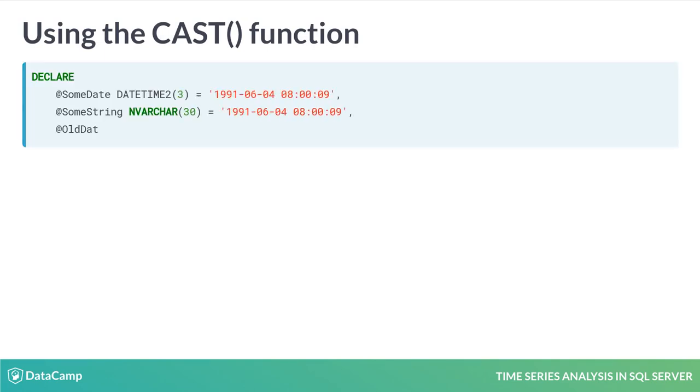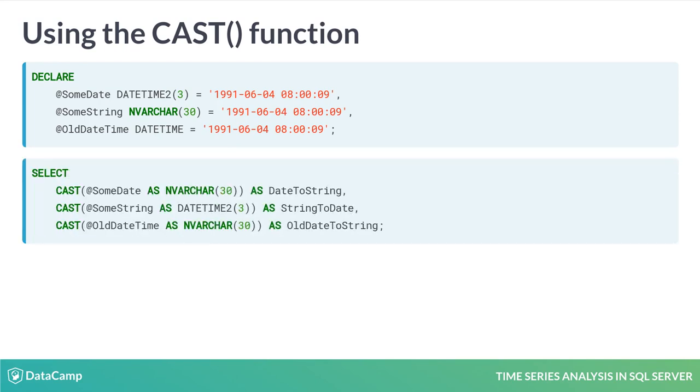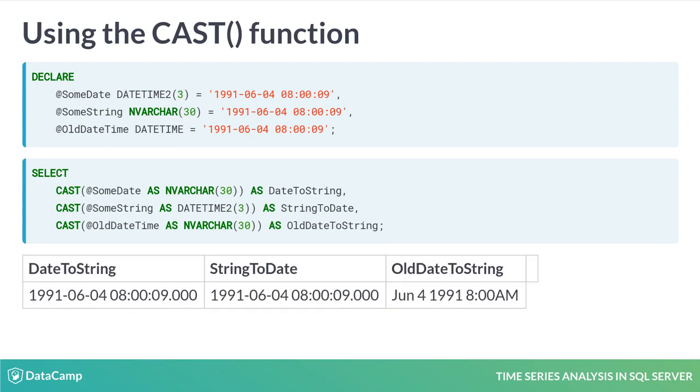We will start with 3 variables of different types. For each of these, we will perform a cast operation. We will take SomeDate and turn it into a string, SomeString into a DateTime2, and OldDateTime into a string. As you can see, the cast function successfully converts each of these, returning a string, a date, and a well-formatted string respectively. How well it's formatted, I'll leave up to you.